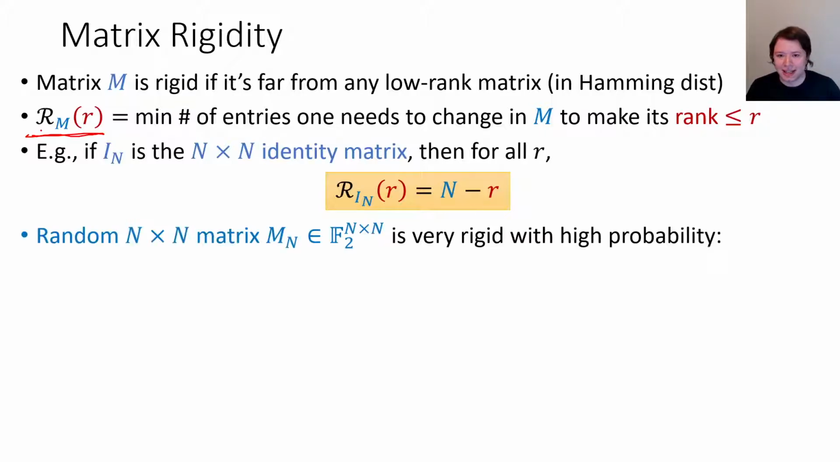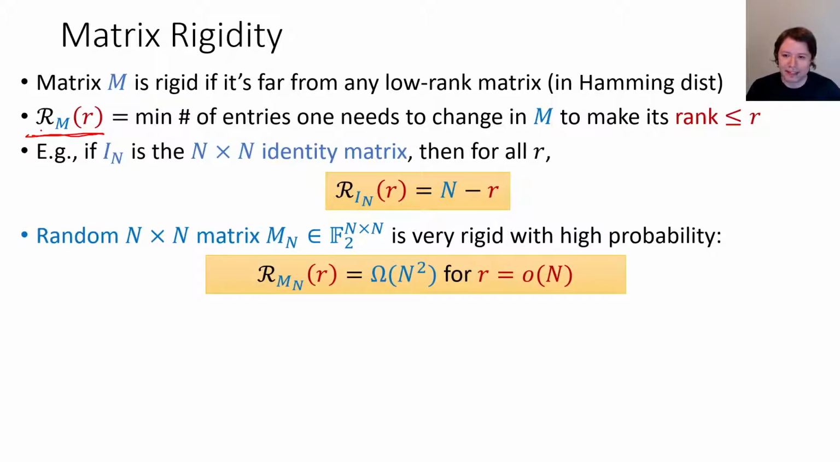By contrast, a random matrix is known to be very rigid with high probability. For example, for a random n by n matrix over F2, with high probability, for any sublinear rank, you have to change a constant fraction of its entries to make its rank that small. So a random matrix is very rigid with high probability. The identity matrix is not very rigid.